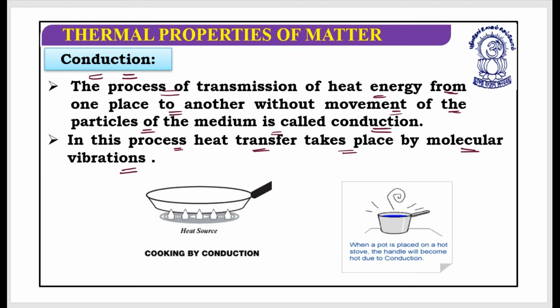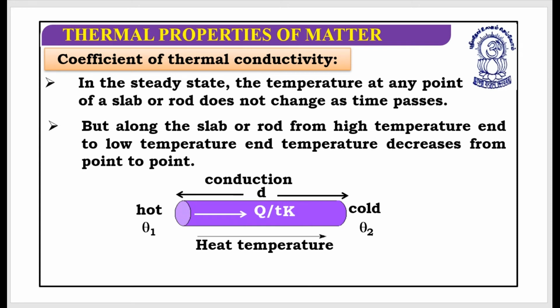So let's suppose this is one pen, and that pen has been connected to a heat source. When I switch on the heat source, this pen gets heated. This kind of heat transfer can be considered as conduction. So first let's understand what the coefficient of thermal conductivity is. In the steady state, the temperature at any point of a slab or rod does not change as time passes.